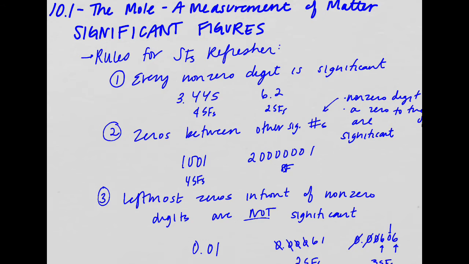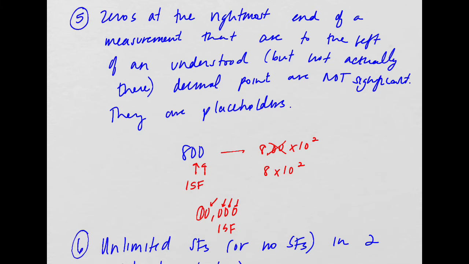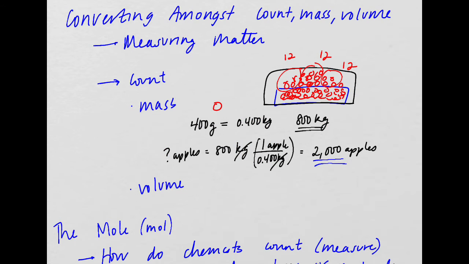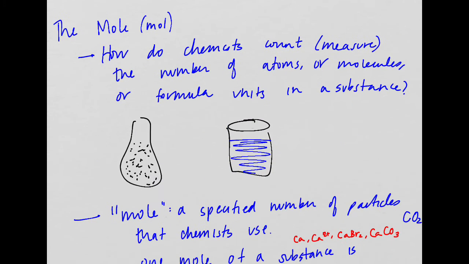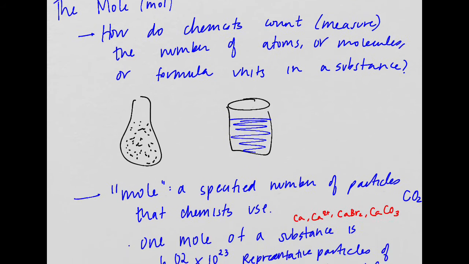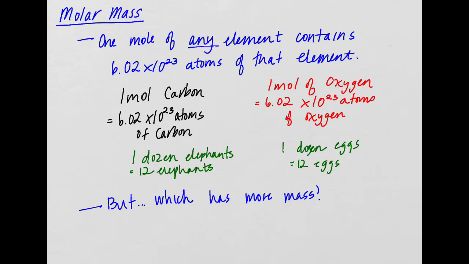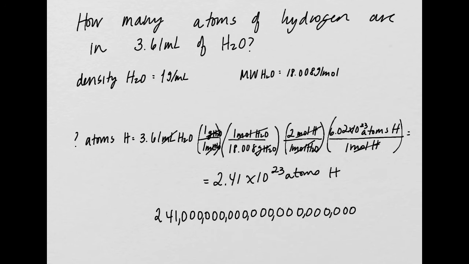So, remember, we started chapter 10 by going over the mole, which is a measurement of matter. We went over the rules for significant figures, which was all just a refresher, so I'm not going to go over that now. We talked about how we can convert amongst count, mass, and volume, and how that relates to the mole, which is the specified number of particles that chemists use, like a dozen. So remember, 1 mole of a substance is Avogadro's number of representative particles of that substance. A mole is actually an SI unit.